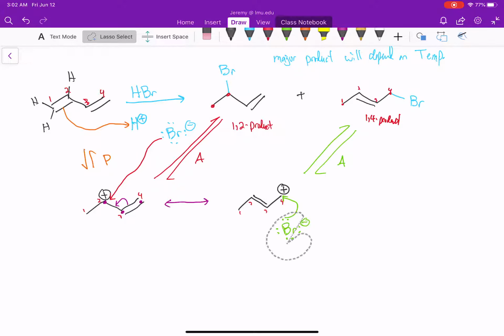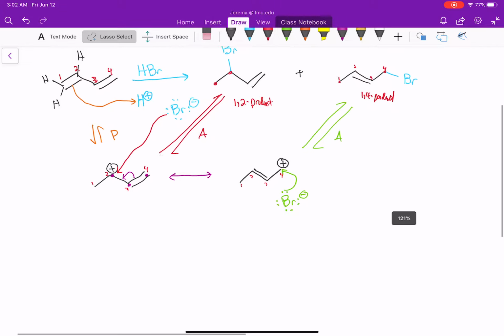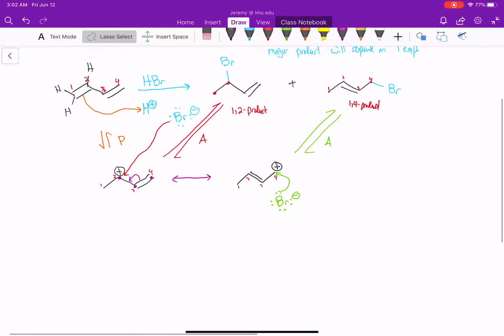Or the bromine could attack carbon 4, right, to get the product on the right, our 1,4 product. All right? This is the mechanism. We protonate, draw our resonance structures, and then attack. Now, what's interesting about this reaction is, in fact, temperature can play a role on what the major product is, right? So how does that work?